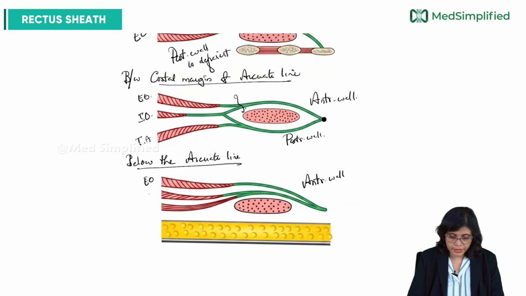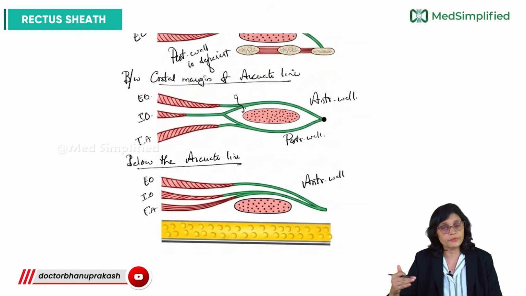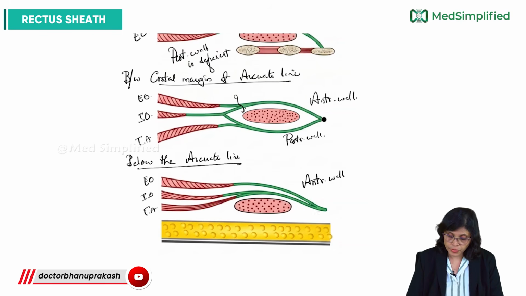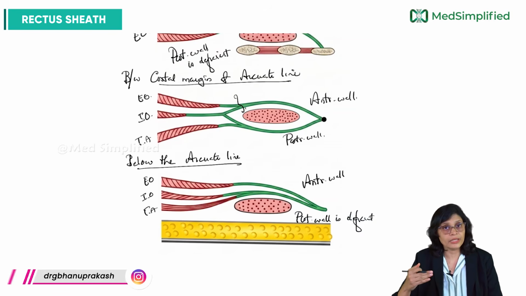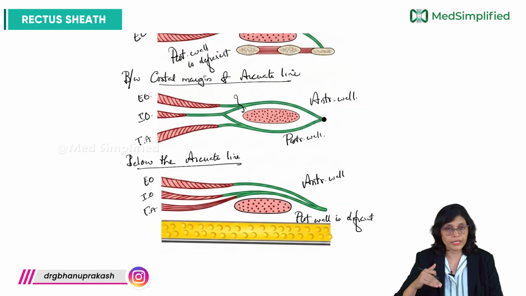So below the arcuate line, when we see, the anterior wall is formed by the aponeurosis of all the three flat muscles, okay, internal oblique, external oblique as well as the transverse abdominis muscle. All of them will contribute to the formation of anterior wall, whereas the posterior wall here is deficient. Posterior wall is deficient, and the muscle will be in direct contact with the fascia transversalis. So that is below the arcuate line.